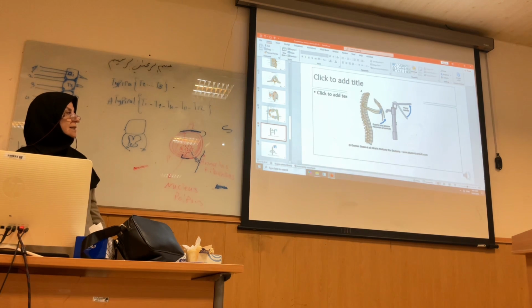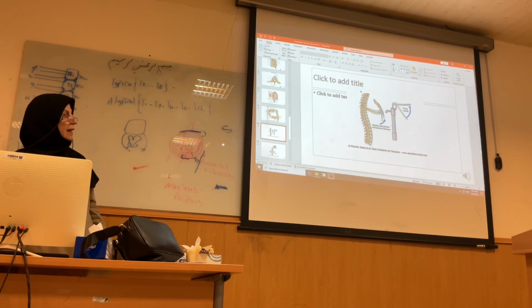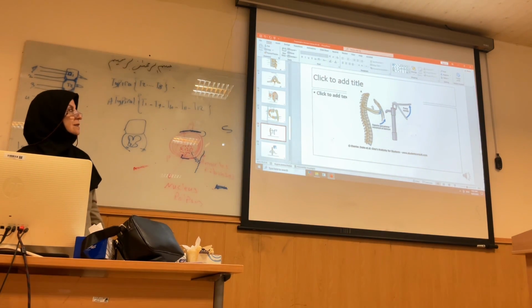But during the breathing, here, you imagine this vertebral column is this palm, and the rib is a handle. What happened here? Normally the vertebral column, the rib and the sternum, the position is here. In the breathing, the anterior end of the rib goes upward and forward. So during the breathing, the anterior end of the rib goes forward and upward.